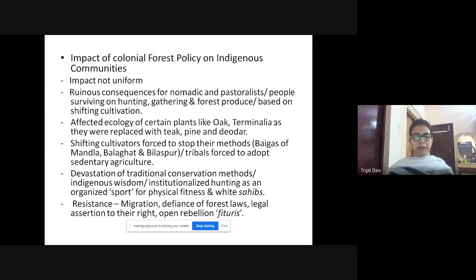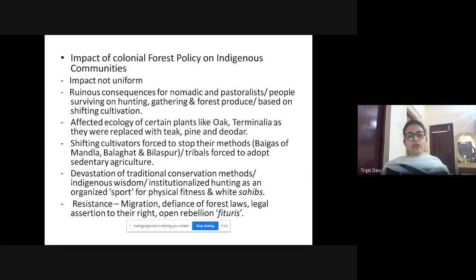They were not being planted. Land that was more suitable for oak and terminalia, there also oak and terminalia were not being produced. Rather, teak, pine and deodar were being planted. So you're really changing the natural ecology of that region. That's what the Britishers did. And that was devastating.